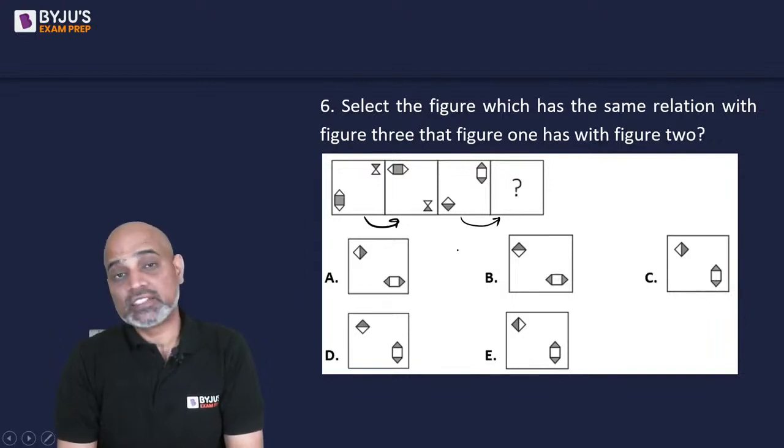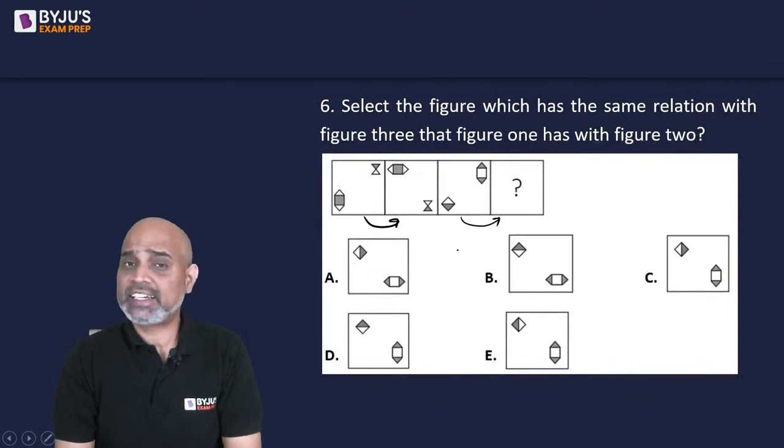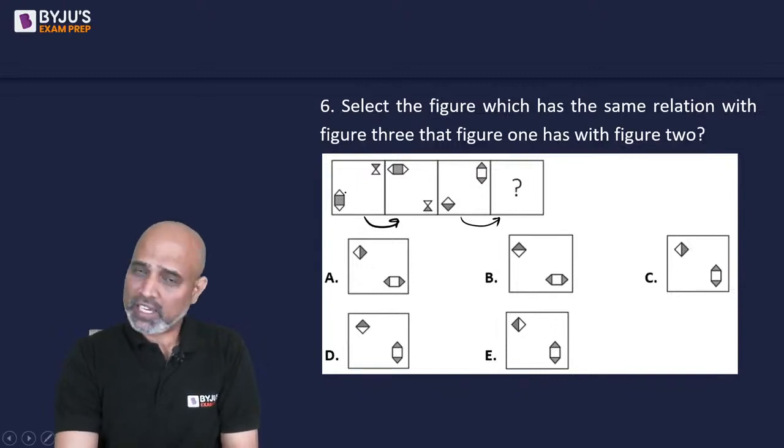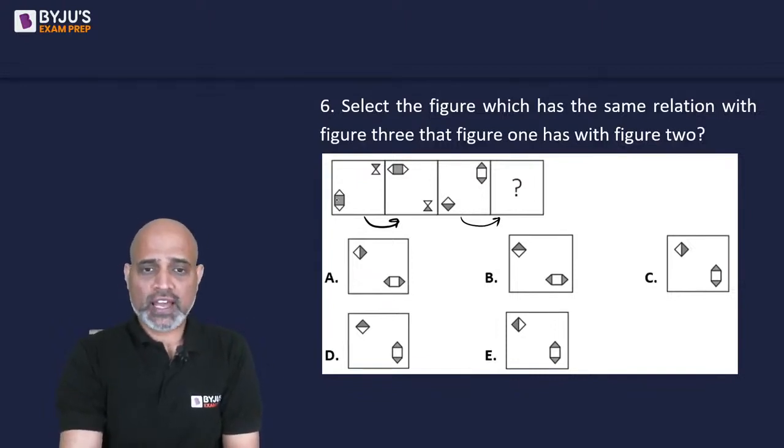Don't relate the second and third figure. Not related. First and second are related. Third and fourth are going to be related. So again, pick one of the two symbols and follow it through.